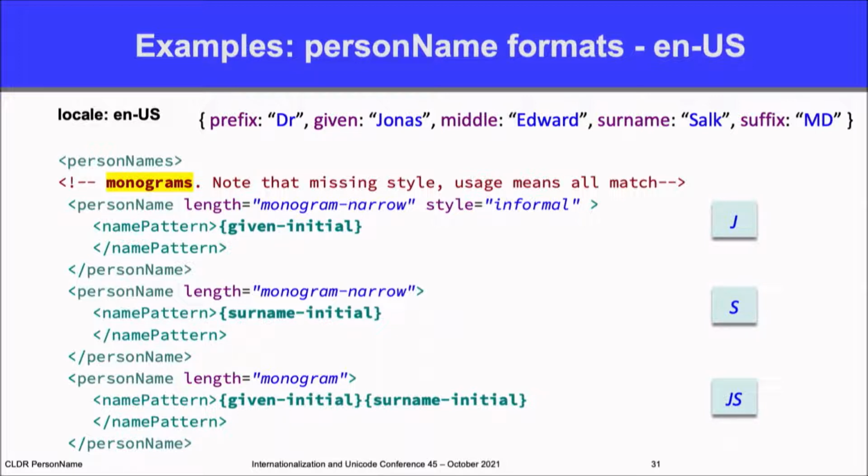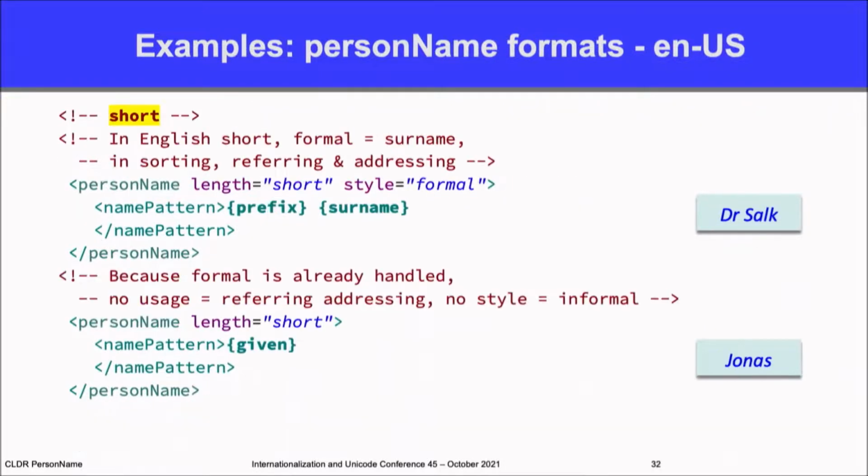And then if I want to do monogram with multiple initials, in this case, we're just using the initial of the given name and the initial of the surname, and there's no reference to usage or style. So this will work if they're asking for a length of monogram. It doesn't matter if they're asking for formal or informal, it'll match all of them. So that way you can have a sparse number of name formats, and don't have to have them fully populated. And so this is all you would need to handle all of the monogram narrow and monogram cases here.